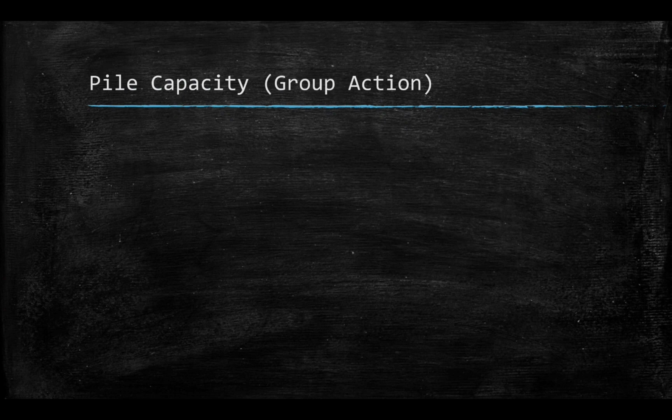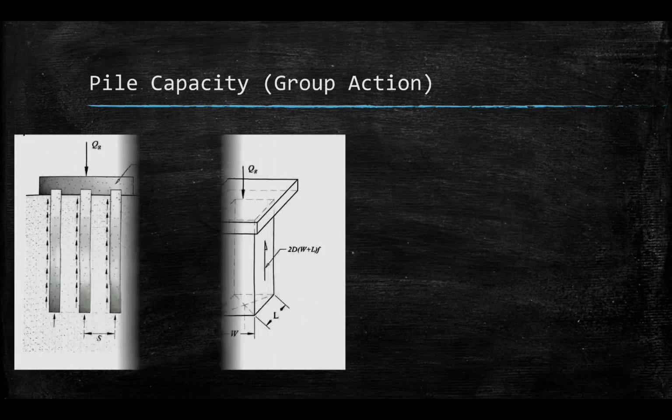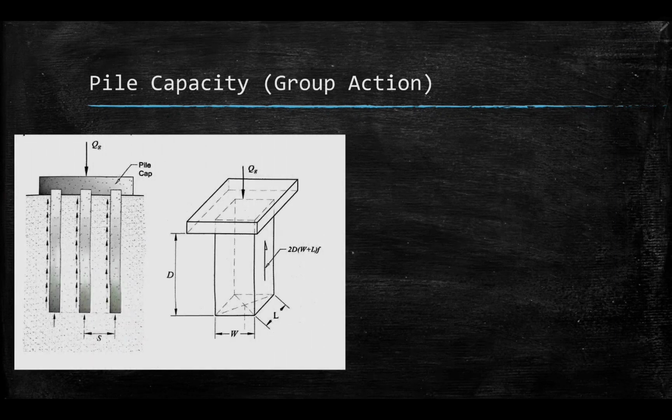So what happens when our piles act as a group? If we use a group of piles, it is important that we create a pile cap. This is our pile cap. When we have a group of piles, it is important that we have this so-called pile cap.